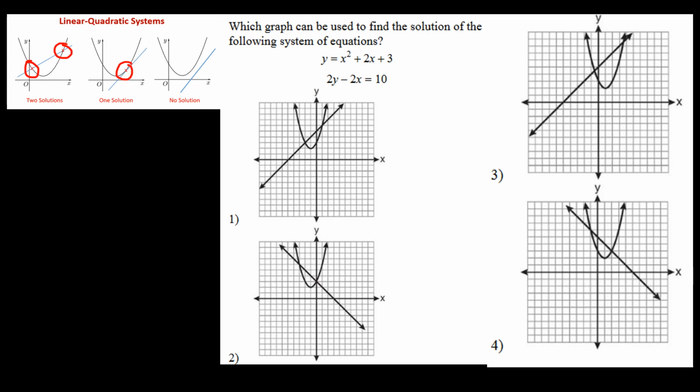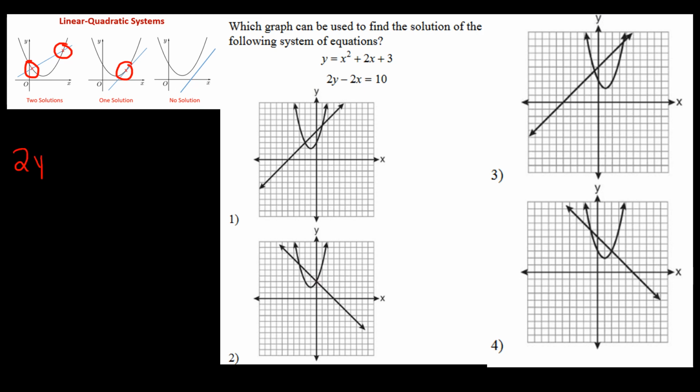So here it says, which graph can be used to find the solution of the following system of equations? The first equation is y equals x squared plus 2x plus 3. Well, this is a quadratic equation. And then secondly, we have 2y minus 2x equals 10. This is actually going to be linear, and I'm going to prove that here.